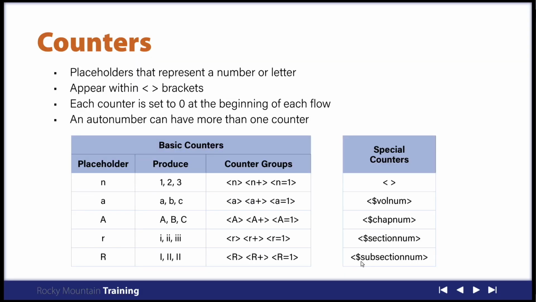Okay, so let's build on that information and move into actual numbers. In FrameMaker, the numbers are controlled by the counter values, and a counter is a placeholder that represents a number or a letter. The counters are going to appear in angled brackets like you see right here, and each counter is initially set to 0 at the beginning of each flow. You can have more than one counter on the auto number format line. And it's this ability to mix and match the building blocks that allows me to have said to all my students over the past 30 years that yes, we can set up that particular numbering style that you're working with in FrameMaker.